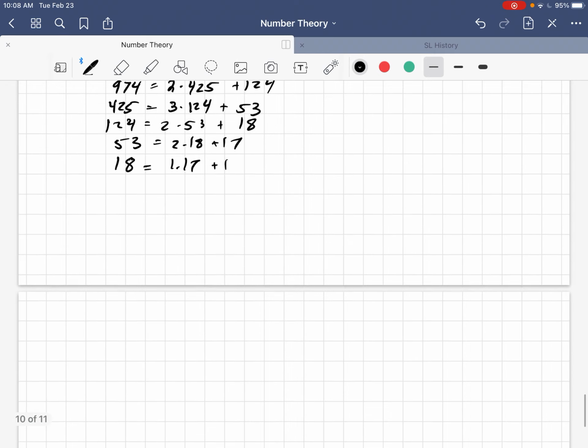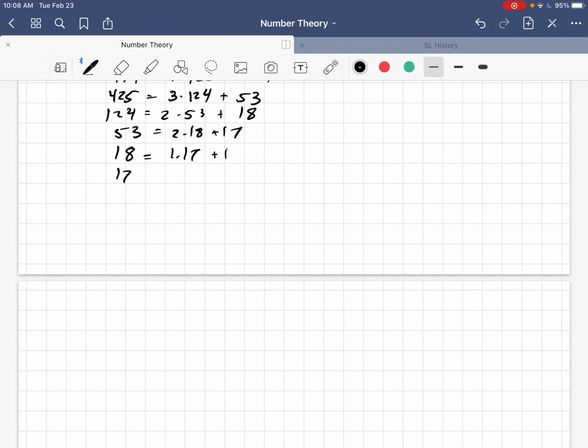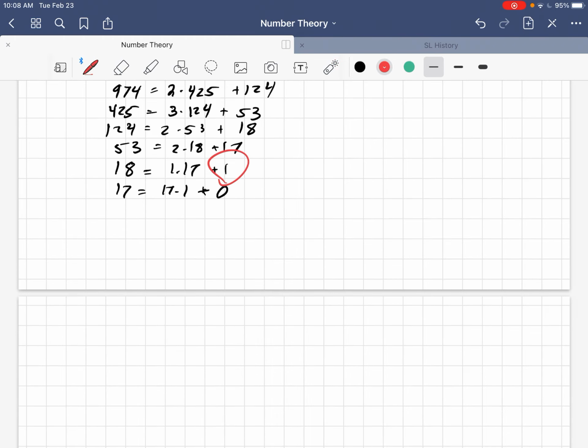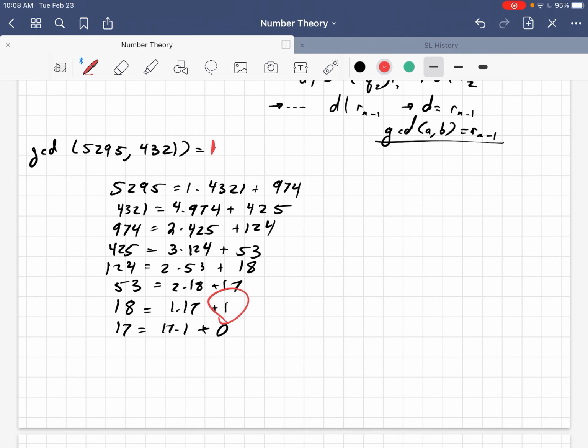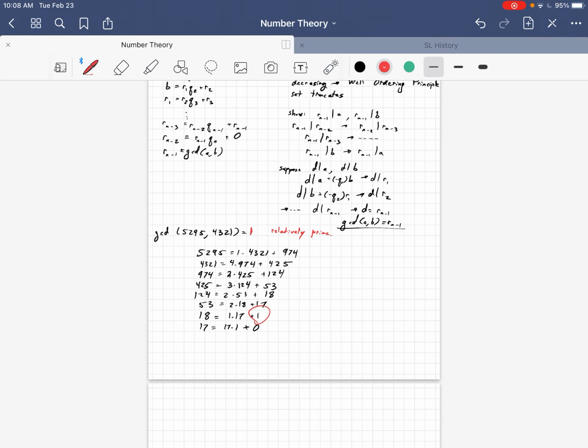And then it should be obvious that we're going to stop right here. 17 is equal to 17 times 1 plus 0. And so what that tells us here, we look at the last non-zero remainder. That last non-zero remainder is 1. And so that tells us that the GCD of these two numbers is equal to 1. In other words, they're relatively prime. They share no common factors. And we're done.